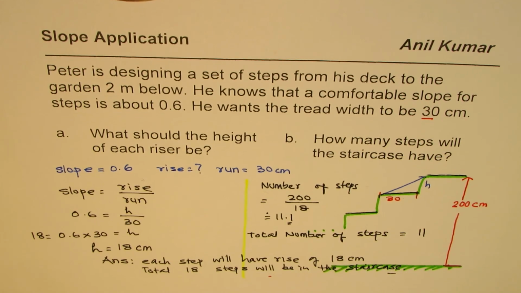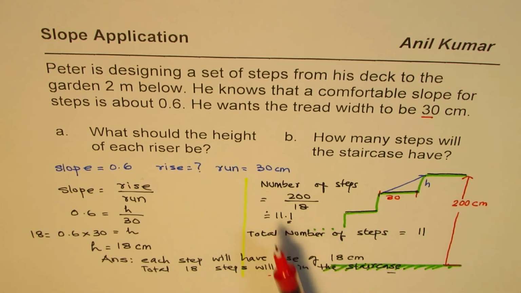So at times, if you get some decimal numbers as we did, then we can make some assumptions and then write a proper answer. I'm Anil Kumar, and I hope that helps.